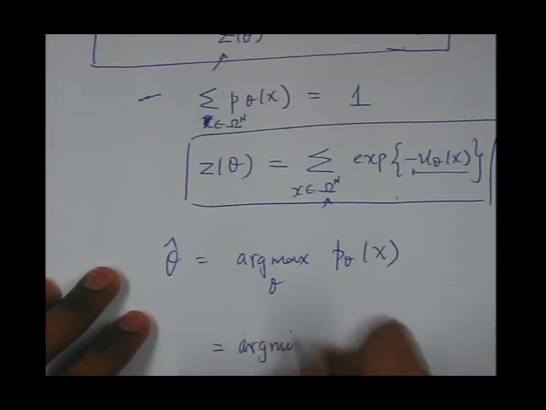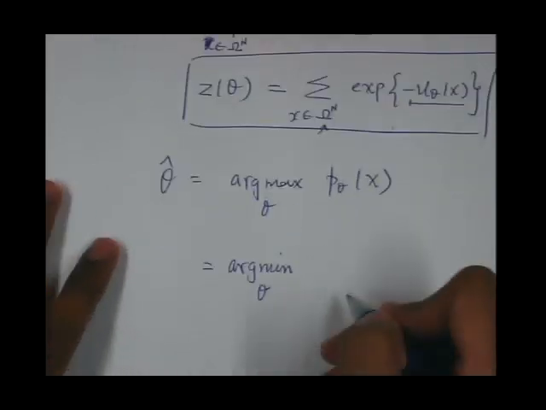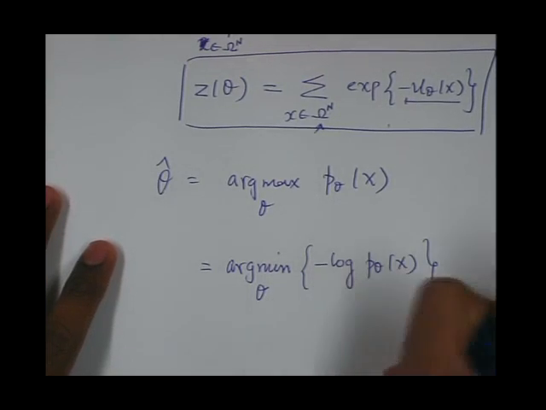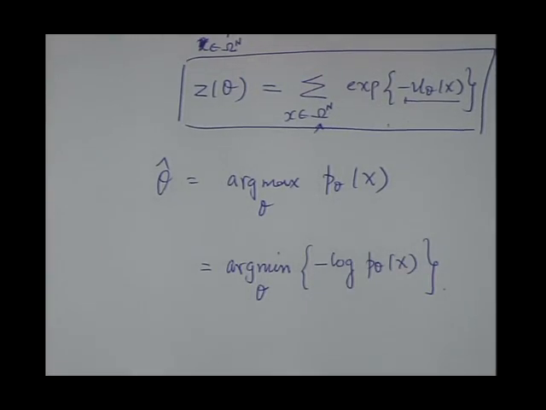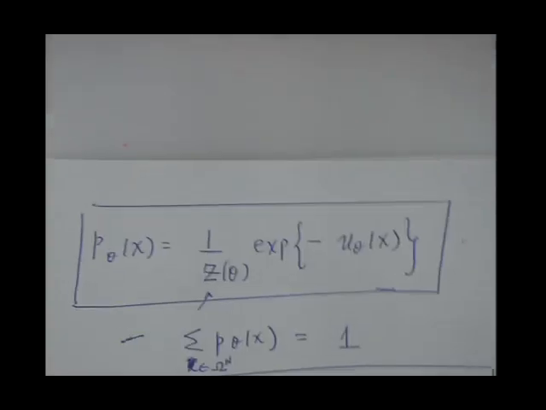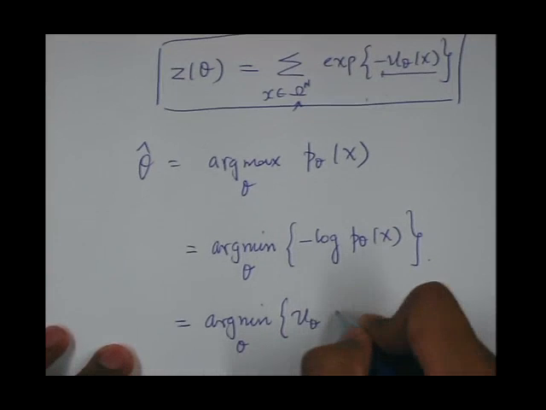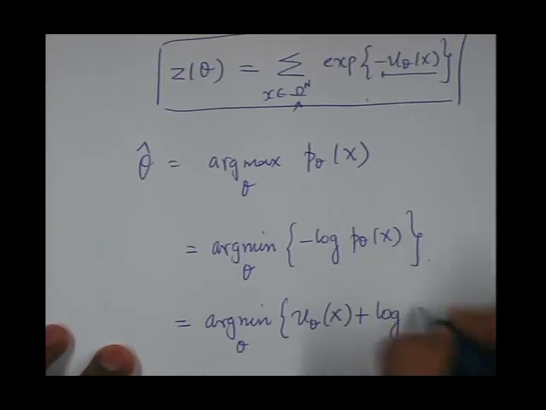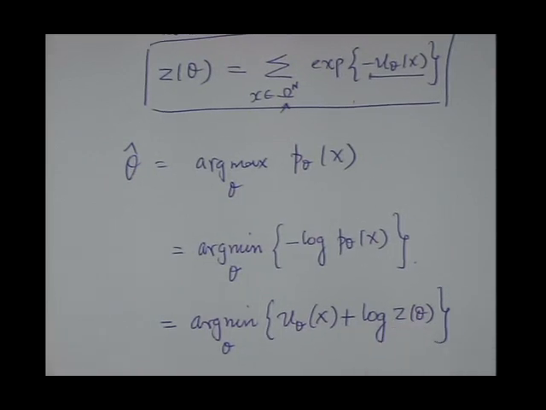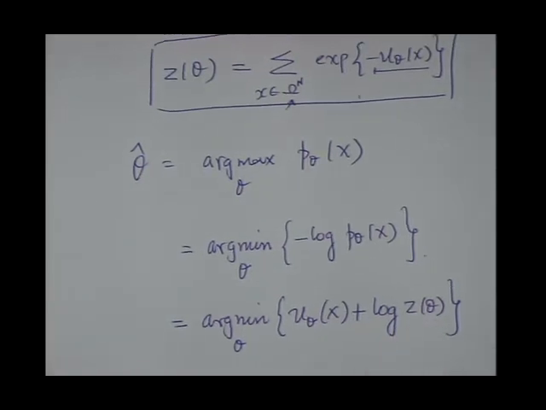Another way to write that is the same as applying log, and that is the same as taking arg min and taking the negative log of p theta of x, right? That's just this maximum likelihood estimation. And in this case, in order to find the optimal theta, if you just plug in the value of the mass function from here, you'll get that this is simply equal to u theta of x plus the log of Z theta. Right? So Z theta is this nasty term, the partition function.